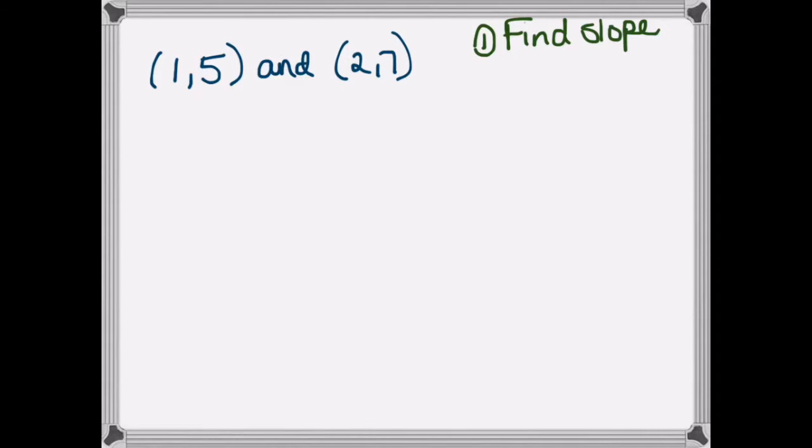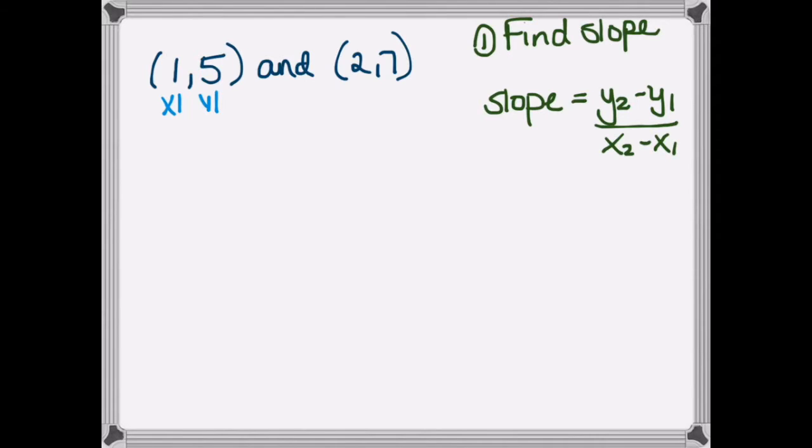So if you remember from previous videos, our slope formula is y2 minus y1 over x2 minus x1. So I always like to identify my x1, y1, x2, y2. So I'm going to go back over here to my points, and I'm going to label the first point x1, y1, because our coordinates are always x, y. And the second coordinates I'm going to label x2, y2. This will make it easier when I go to plug in my values.